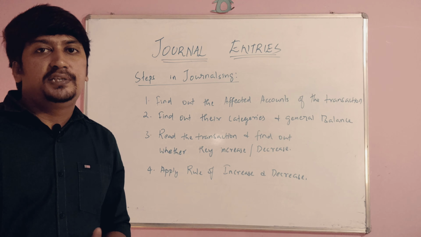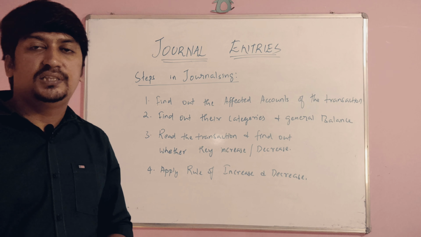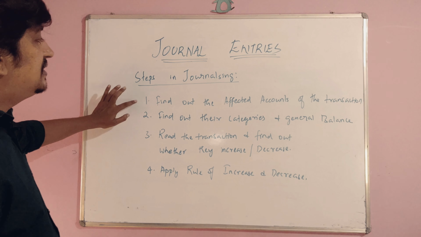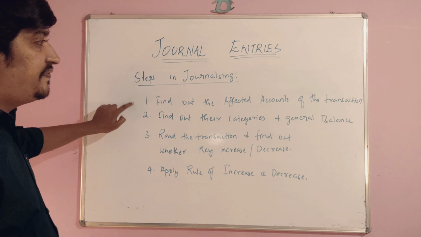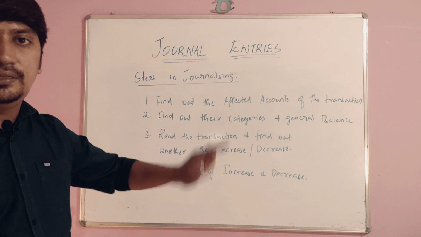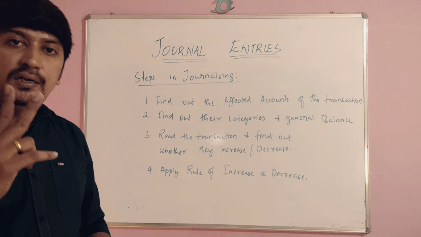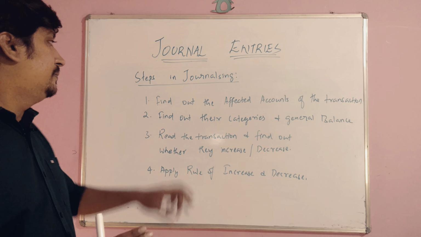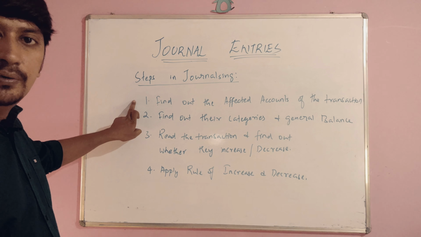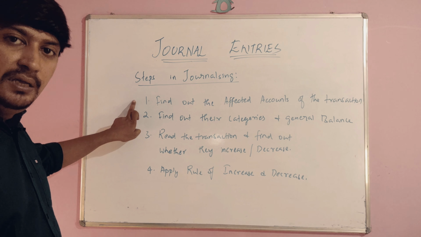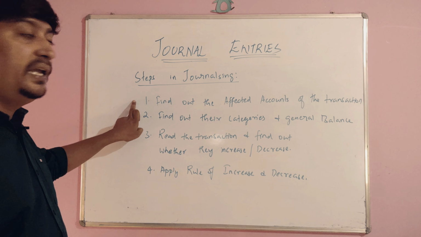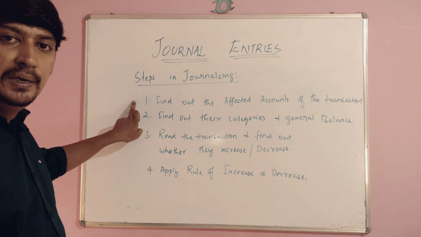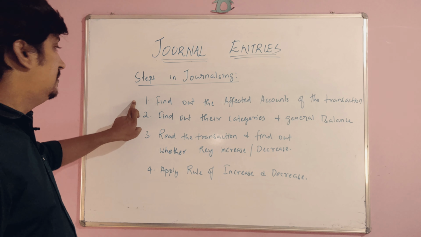Let me summarize the steps involved in the process of journalizing. The first step is to find out the affected accounts of the transaction. There are two effects, and both the effects affect a minimum of one account each. So there will be a minimum of two accounts in the transaction, and there may be more than two accounts, and that is called a compound entry or combined entry, which we will discuss later.